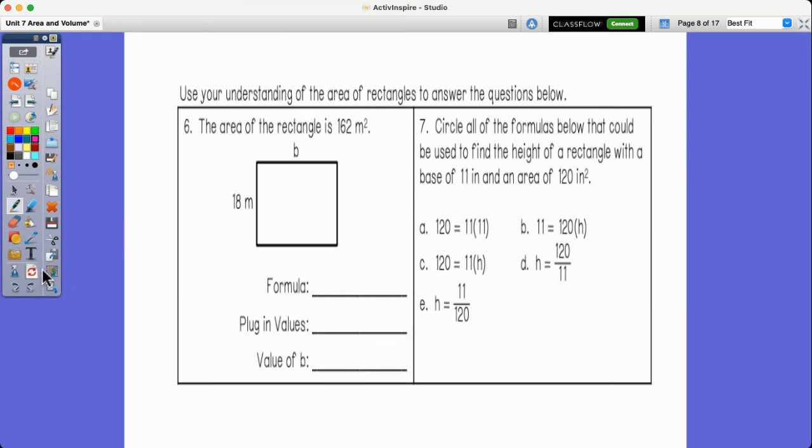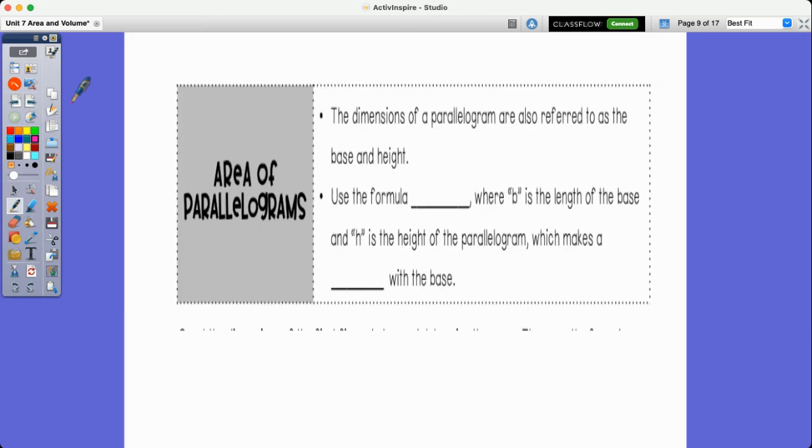Okay, we're going to look at parallelograms now. Parallelograms are special rectangles. The dimensions of, they're not special rectangles. They're special quadrilaterals. Correct myself. Rectangles have to have right angles. But we use the same formula that we do for rectangles to find the area of a parallelogram.